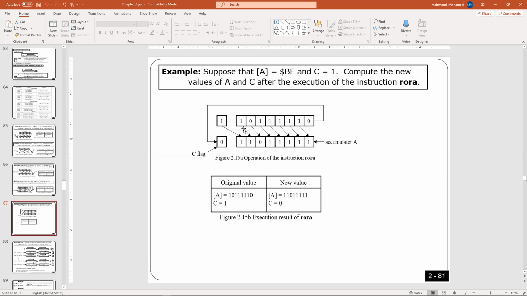So the carry, you are going to shift to the carry. So the carry is going to come here. This one comes here, this one comes here. What about the original one? So this bit is going to come here. This is the second bit, it's going to become the first bit, right? And bit number 3 should be number 2, right?